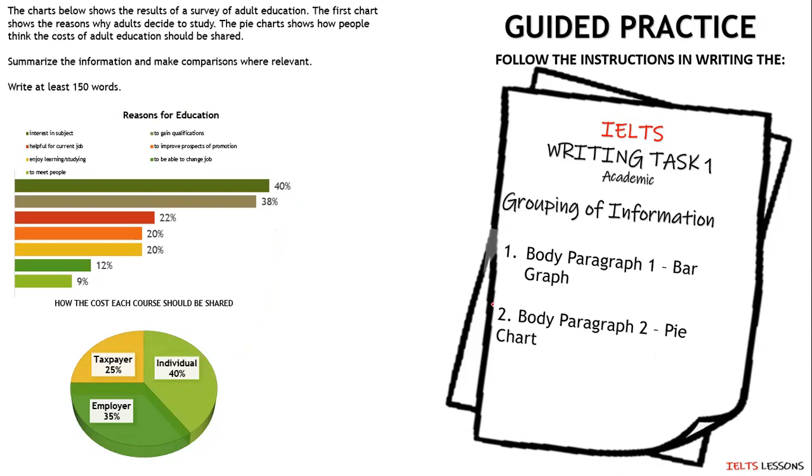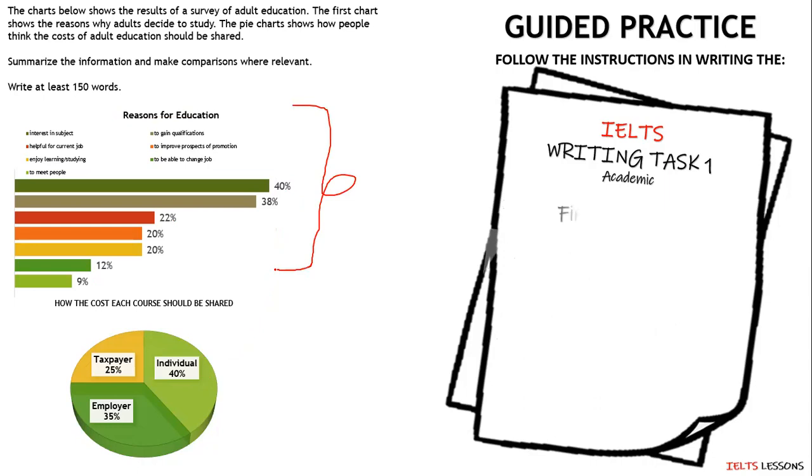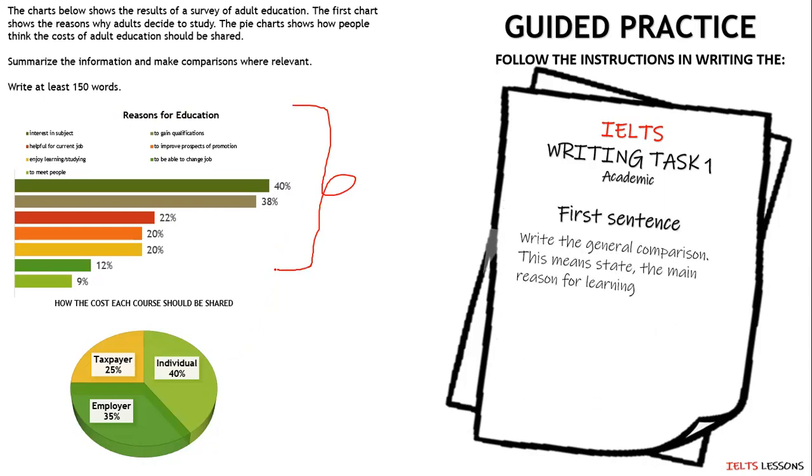Outline here. So first is a grouping of information. Body paragraph one, we have to present here the bar graph, all right? And in our first sentence, what we need to write is the general comparison. This means state the main reason for learning, right? So this means no figure yet, all right? So that is for our first sentence.